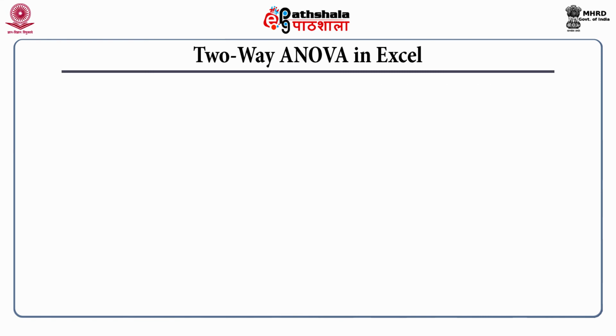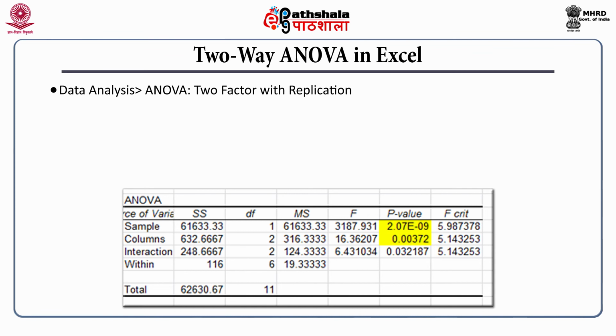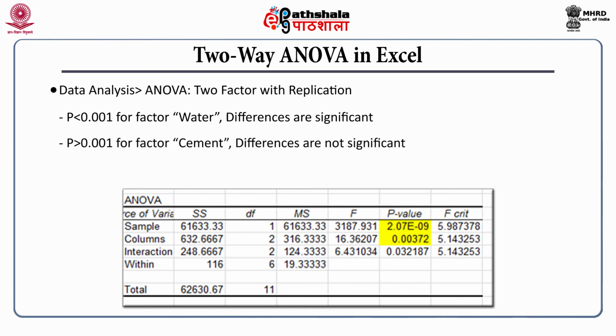So you have to click on the data analysis in Excel, ANOVA 2-factor with replication. So the obtained p value is less than 0.001 for the factor water. So the differences are significant for water. Now for the factor cement, p is higher than 0.001. So the differences are not significant.